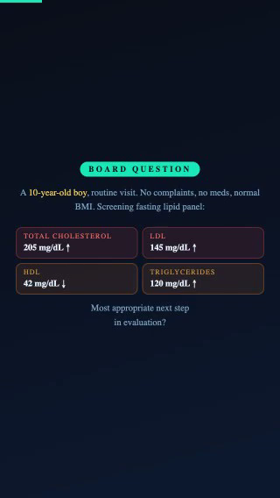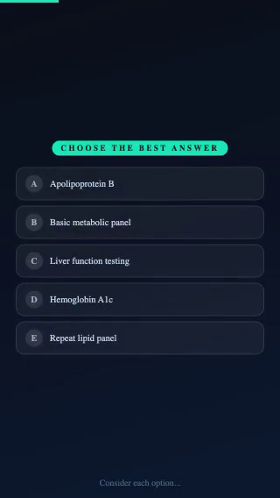Option A, apolipoprotein B. Option B, basic metabolic panel. Option C, liver function testing. Option D, hemoglobin A1C. Option E, repeat lipid panel.